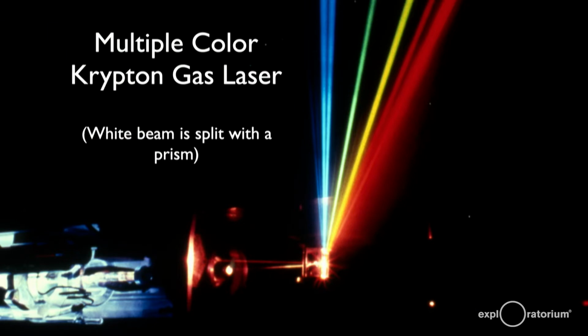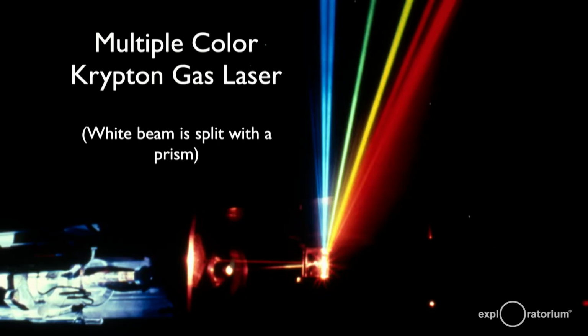Here is a slide of a krypton laser. That's at the bottom of the slide here. The beam is coming out horizontally, but then it's going through a prism, and the prism is taking the white beam that comes out of a krypton laser and breaking it up into the colors that make up the krypton laser spectrum.